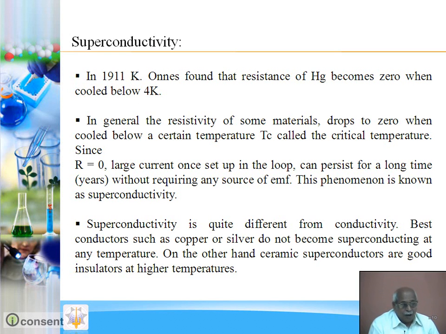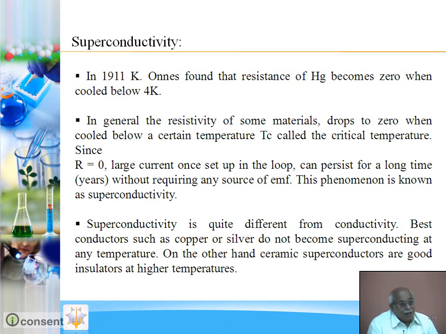So once electric current is set up, to set up the electric current, battery will be required. Resistance is zero, so current can be thousands of ampere. And now you remove that battery. आता बॅटरी काढून टाकली तरी तो 100 अँपियर 1000 अँपियर करंट त्या कंडक्टर मध्ये राहणार आहे, तो कधीच कमी होणार नाहीये, कारण रेजिस्टन्स झिरो आहे, ऑपोजिशन नाहीच आहे.